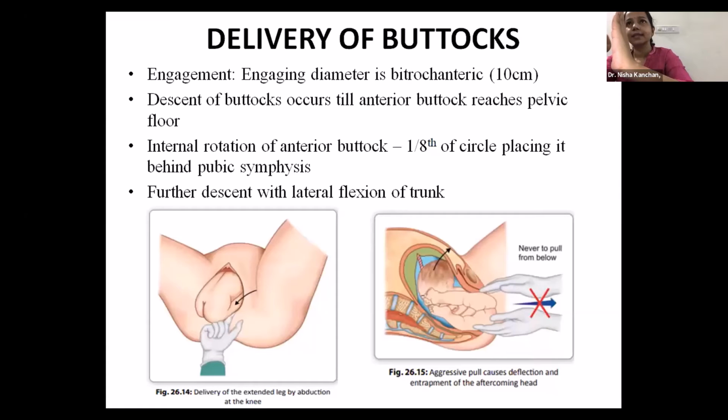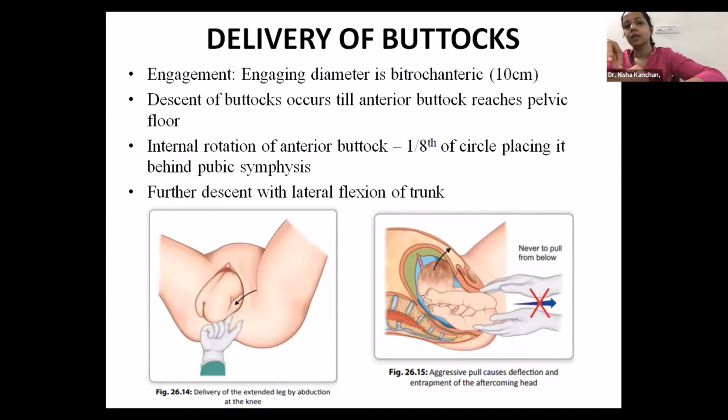Now head is again 10 centimeters. Now a 10 centimeter head cannot enter like that into the pelvis because obstetric conjugate is 10 centimeters. It becomes too tight for the baby. It wants to be relaxed and come into the spacious space. So again, once the shoulders come out like this, again we'll rotate the head. Okay, this 10 centimeter head wants to enter in the 12 centimeter space. Head enters in the oblique diameter.